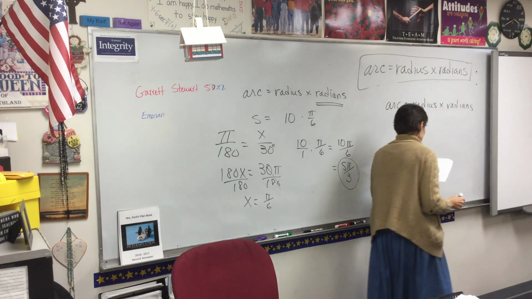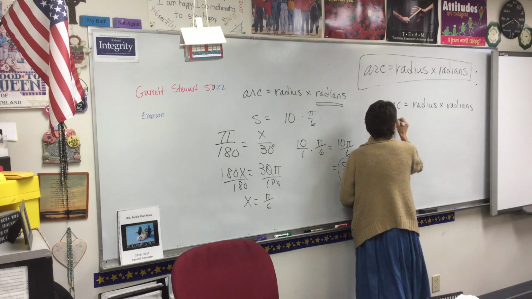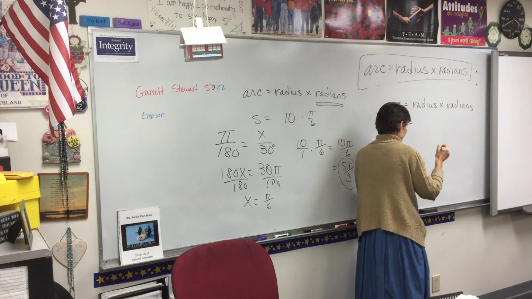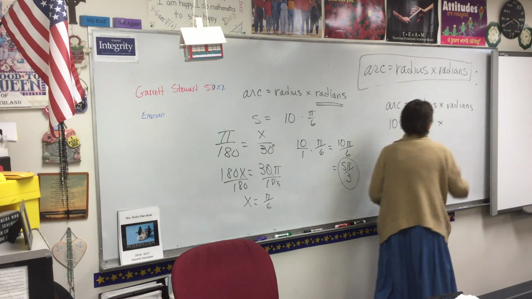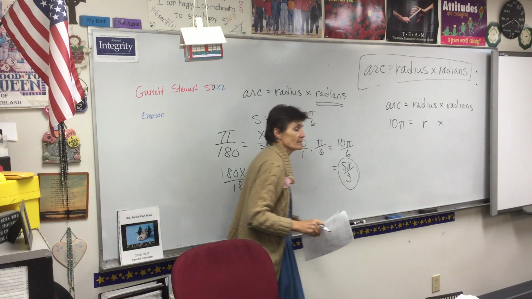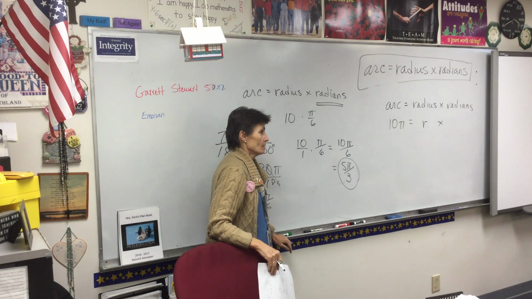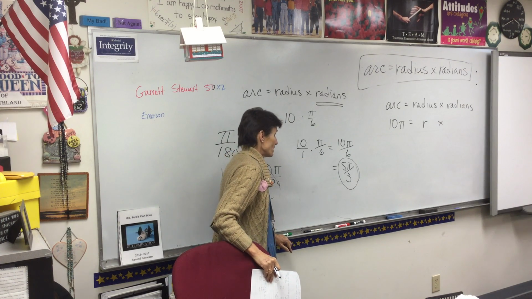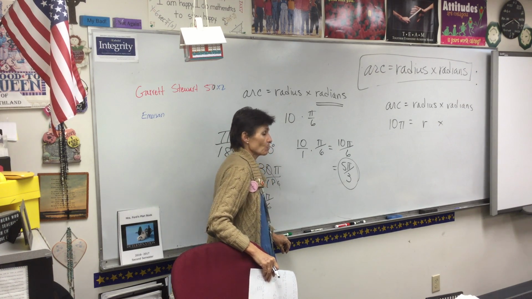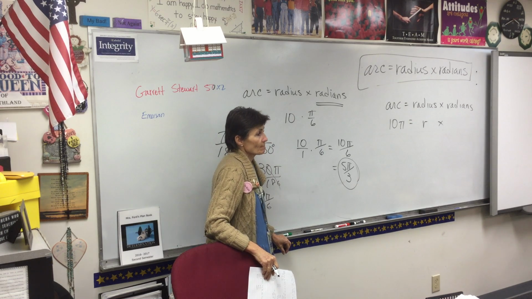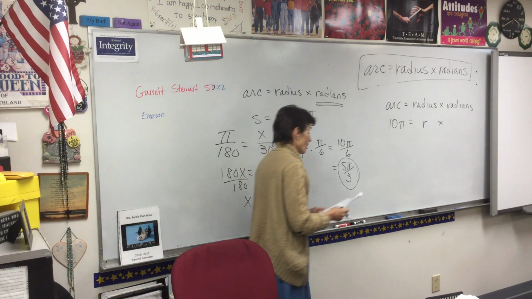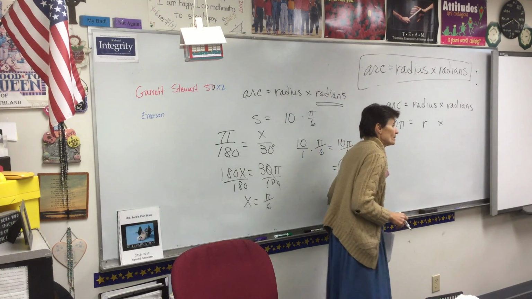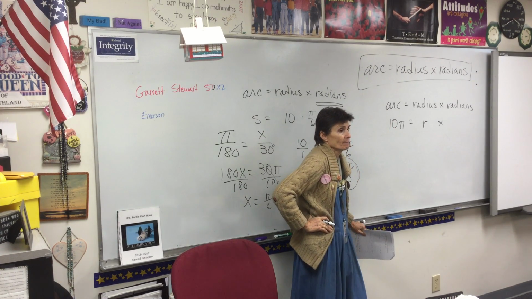Oh shoot, theta is 90 degrees. The arc length is 10 pi, that's good. And I need to know the radius, that's fine. But I can't put 90 degrees in my problem because I need a radian measure in my formula. That's why we memorized radius times radians. So, how am I going to change 90 degrees into radians?